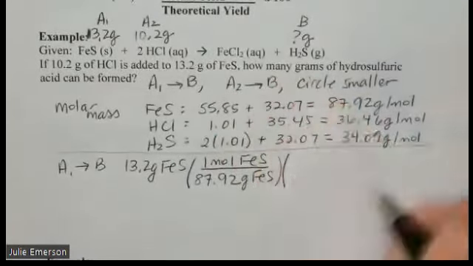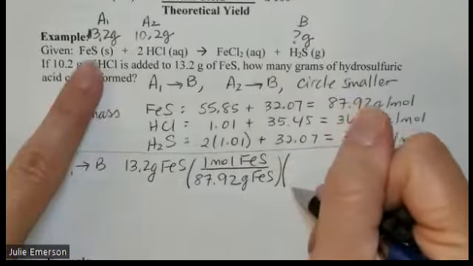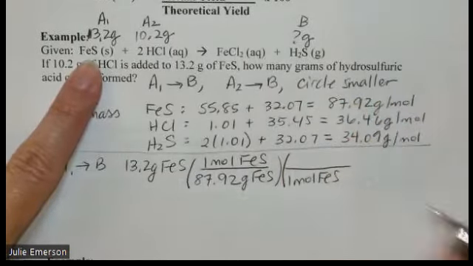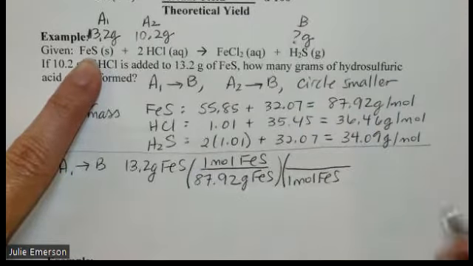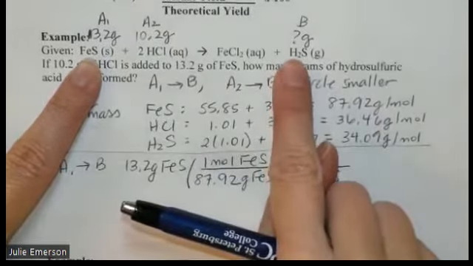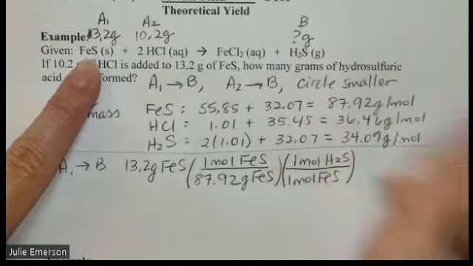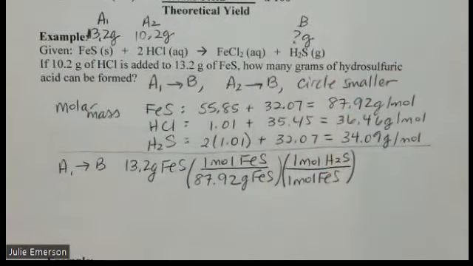All right, then our mole ratio from the balanced equation for each 1 mole of FeS. Make sure you always go to your product. We're going to go to the H2S, which also has a coefficient of 1. So 1 mole H2S.